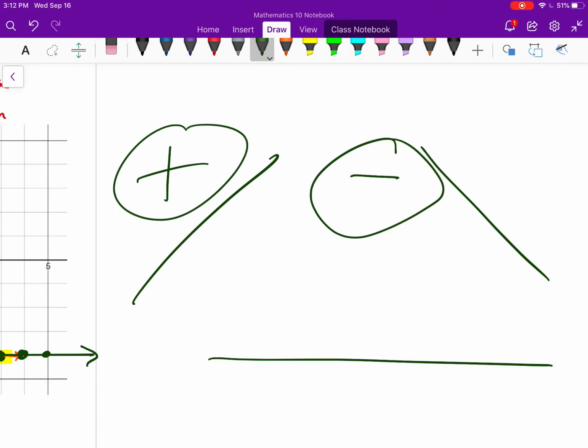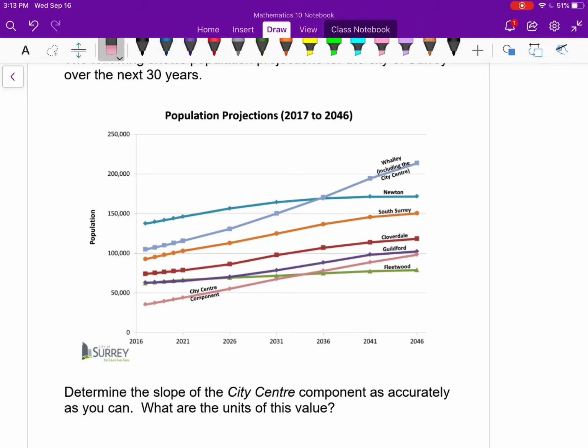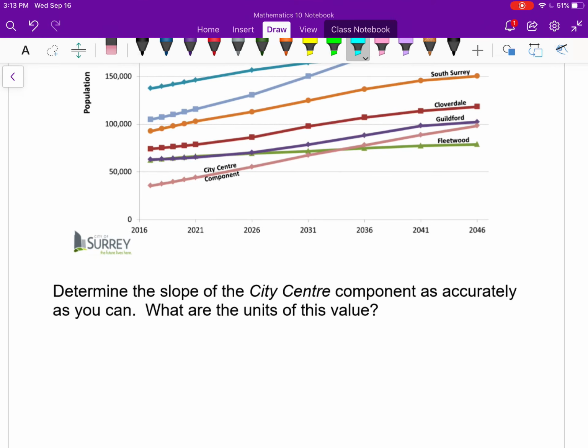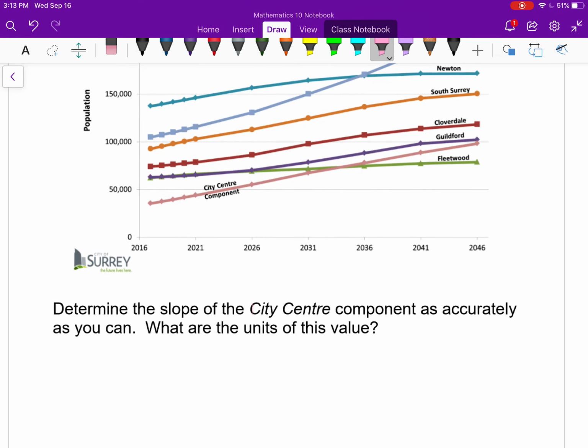All right, and so let me erase all this and get to the last question. The last question is about understanding what the slope of a relationship means if it's applying to real data. So what I have here is the population projection for different neighborhoods in Surrey over the next 30 years. This is starting in 2016, going well into the future. And these are the predictions for how different neighborhoods are going to change in population. I want to focus on the city center component, kind of where SFU Surrey is, and the SkyTrain goes through, which is this line right here.